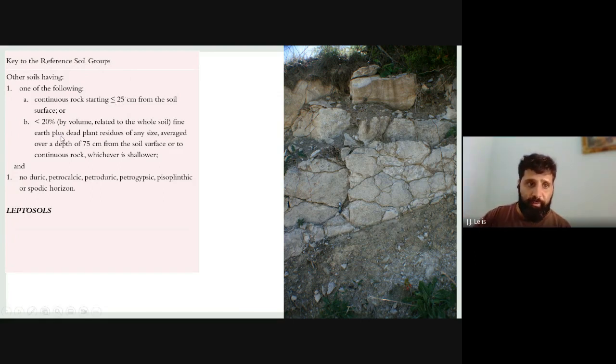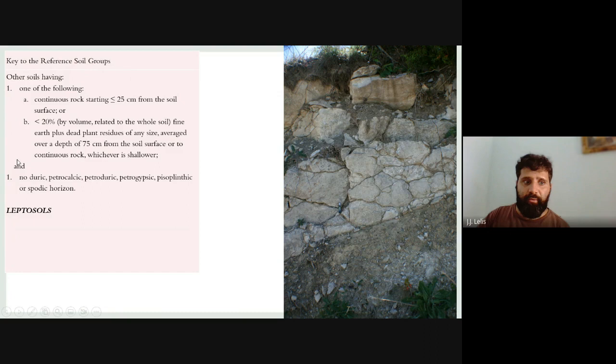Or we can find some soils that possess a high volume of coarse materials and less than 20% of fine earth. What is fine earth? Sand, silt, and clay. And of course, here we include plant residues or organic materials. Okay, so in this specific picture, we can see rock only here, but we can see a very low quantity of fine materials, and we can easily see broken and coarse materials in all this horizon. So this picture is a picture of a leptosol, because even though the rock is below 25 centimeters of depth, we can see coarse material in a high amount in this horizon.